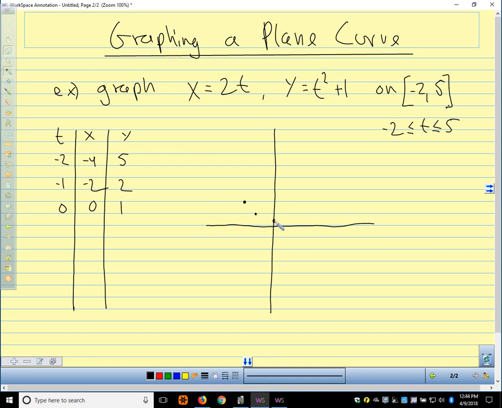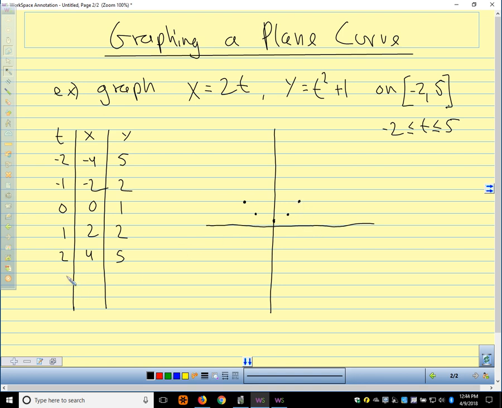Now, before I go on, what are we going to guess this curve is going to look like? Parabola, right? Because here we have x, and here's something that has something to do with x squared. So it's kind of like y equals x squared. All right, so let's keep going. When t is 1, we plug this in, we get the point 2, and we get 2. So there's our point there. T is 2, we get 4 and 5.